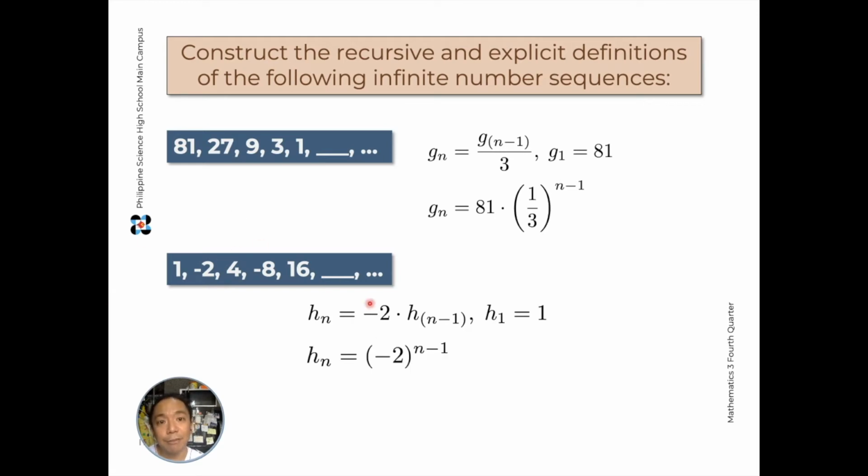Ang ating explicit definition, which we could compare, is negative 2 raised to n minus 1. So the first term is when n is 1, so negative 2 raised to 0, 1. When n is 2, that will be negative 2 raised to the first power, negative 2. When n is 3, this would be negative 2 raised to the second power, or squared, which is positive 4. So tama yung ating explicit definition. And I hope na pareho tayo ng sagot.